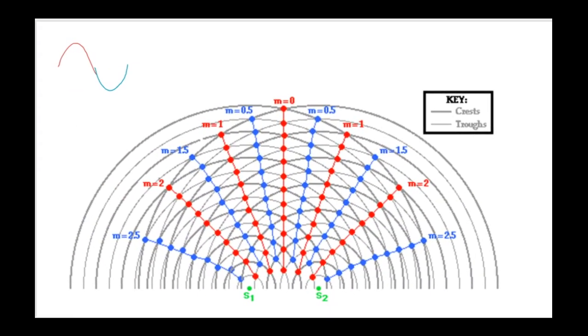So look again into this picture. Let me just skip some crest and trough. Let us start from here. For the slit S1, this represents your crest and this represents your trough.